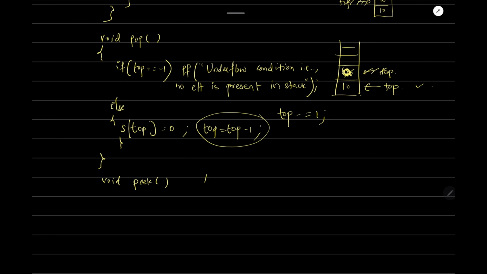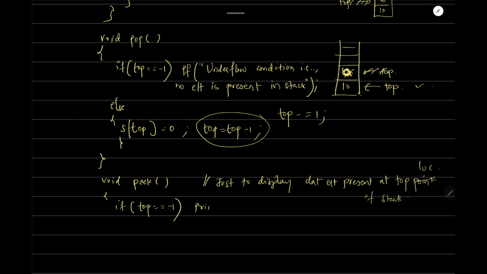So we need to just display. The use of this operation is just to display the data element present at the top point of the stack. At top location, whatever the data is present, we need to display or view the data. So if top is equal to -1, we need to print that no element is present in stack. In any other situation, we need to display the element present at the top in the stack.